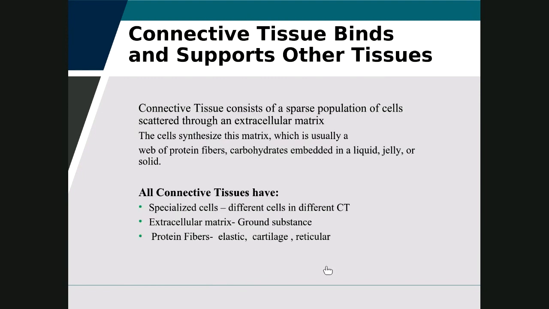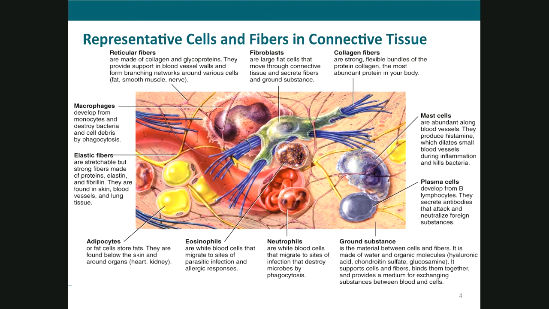So when we think of connective tissue, we're going to think of cells within a matrix and a web of protein fibers and carbohydrates embedded in it. It could be either a liquid, a jelly, or a solid matrix. All connective tissues have specialized cells, so different connective tissue will have different cells. Extracellular matrix is the material in between the cells, and protein fibers, which will include elastic, collagen and reticular fibers, throughout the tissue. So let's look at some of the characteristics of connective tissue.